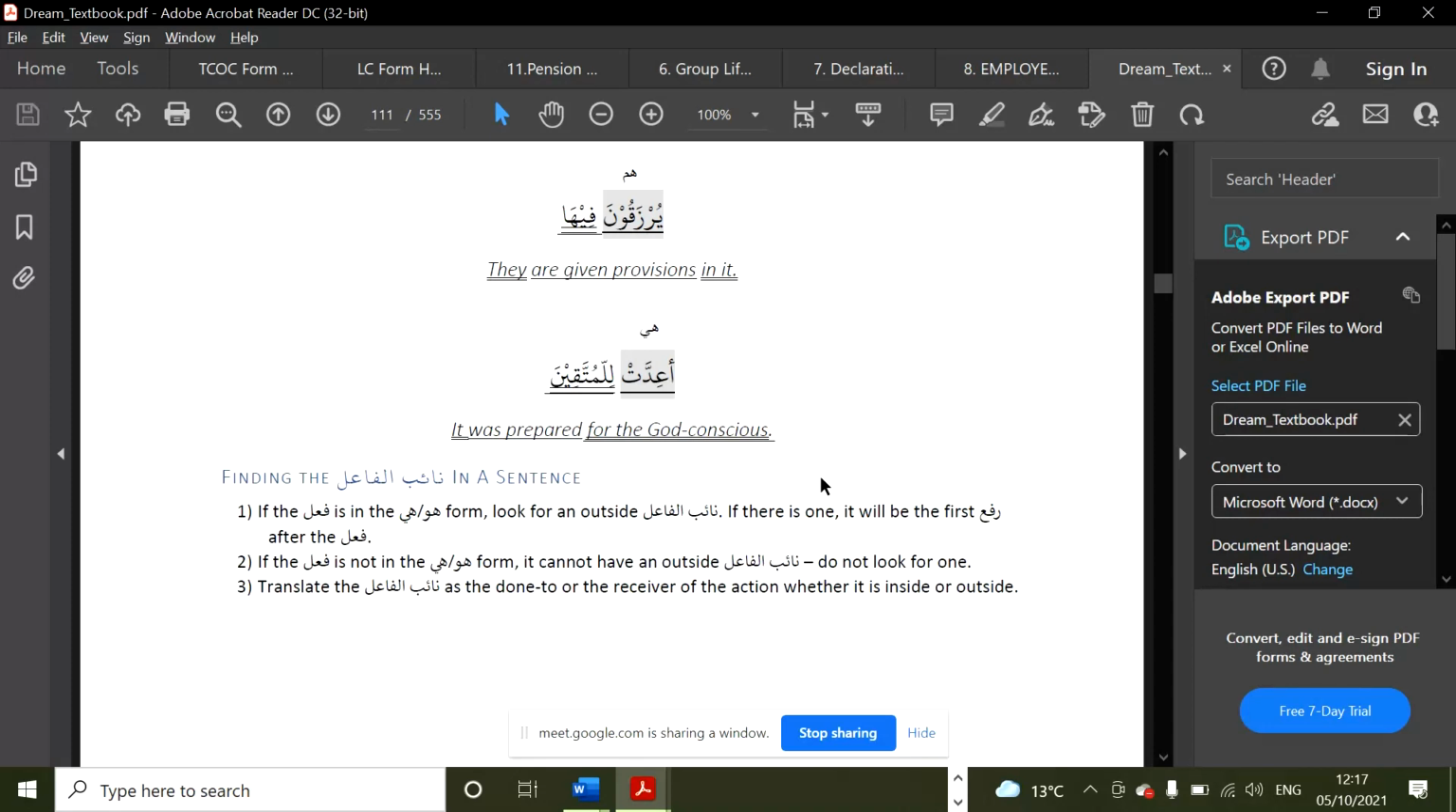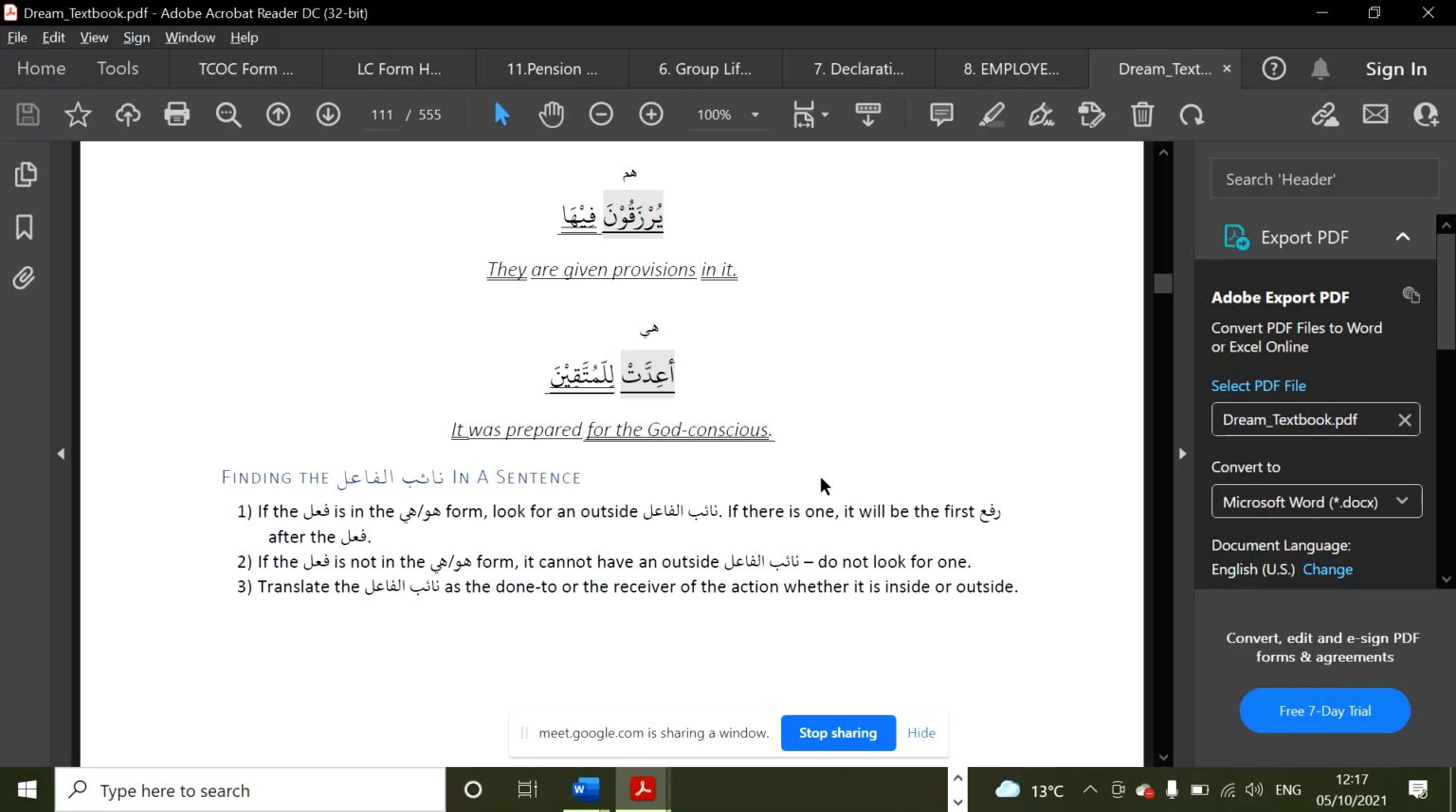Okay, no problem. Sister Hodna, please attempt the next one as well, because you didn't look very confident doing that one. أُعِدَّتْ لِلْمُتَّقِينَ. It is again passive because the first letter has a dhamma and the second letter has a kasra, so it must be فعل ماضي. It's fi'l madi. Very good, because we have the kasra on the second last letter.